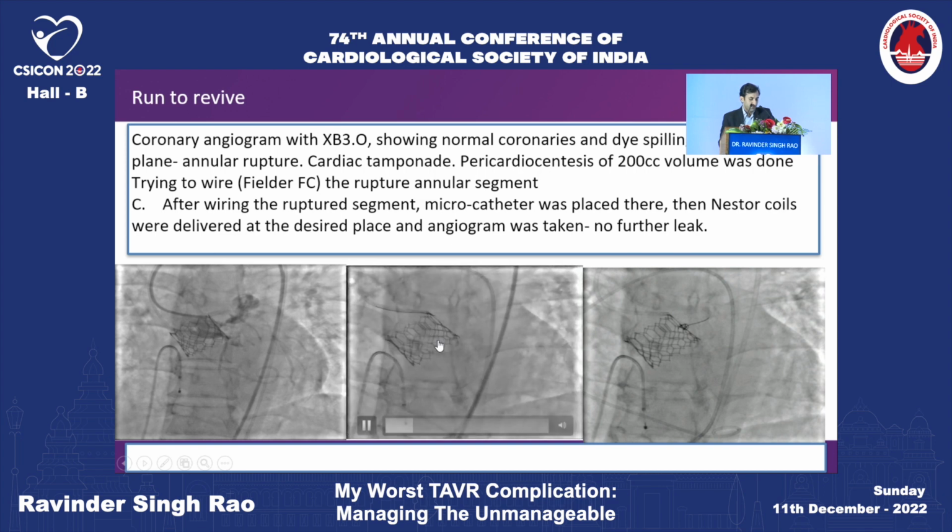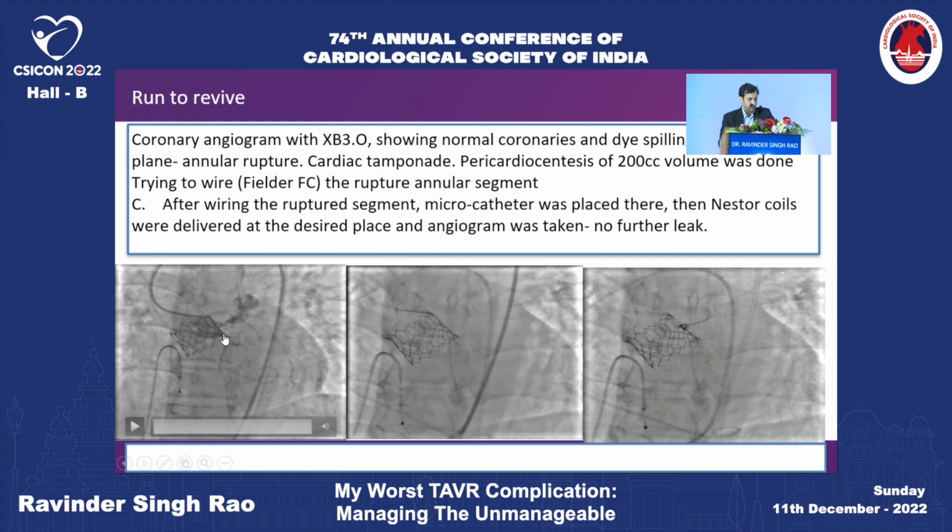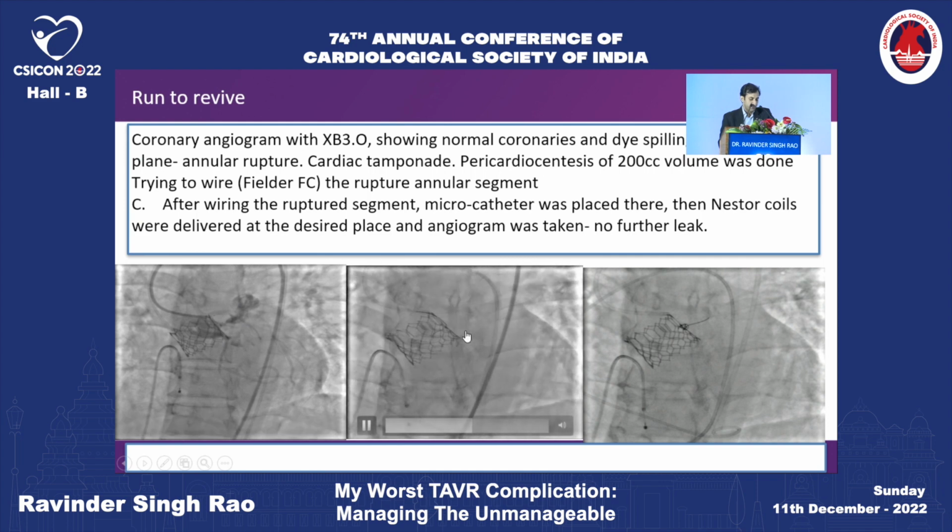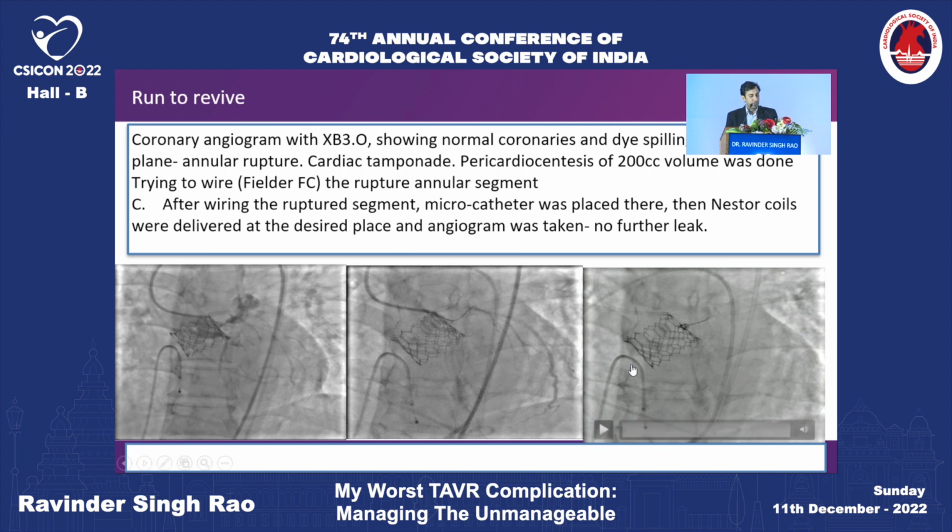So I took my EBU guide and I could figure out that the point of entry or the point of rent is just below the left main. Took a Fielder wire. I'm trying to wire this ruptured plane, ruptured tract, and I could successfully wire the rupture. And after this, I could advance a microcatheter, which was a Nestor, a pro-grade microcatheter, and we deployed a Nestor coil, which was 8 mm in diameter and 14 mm in length.